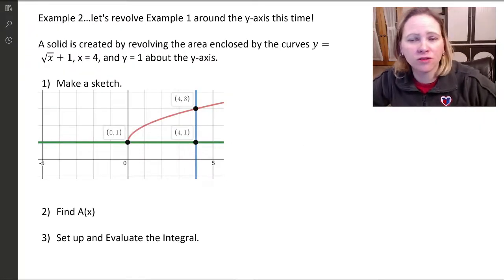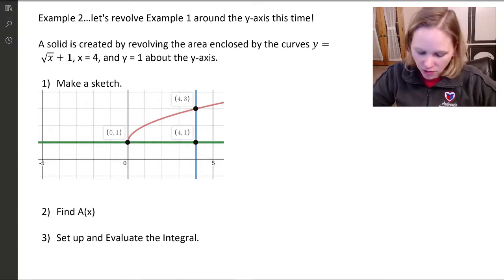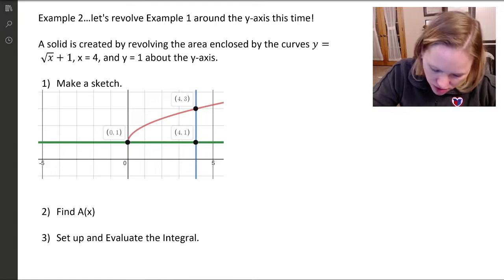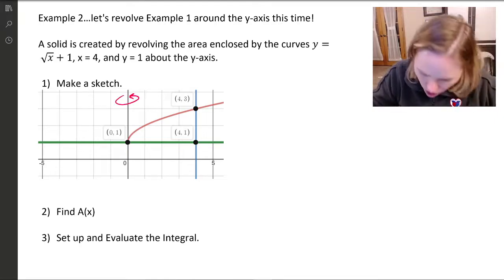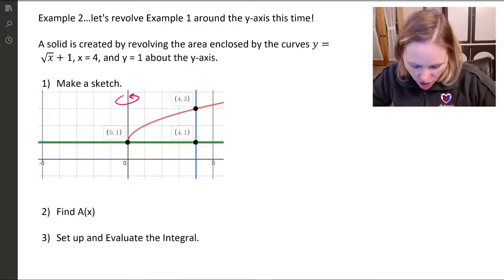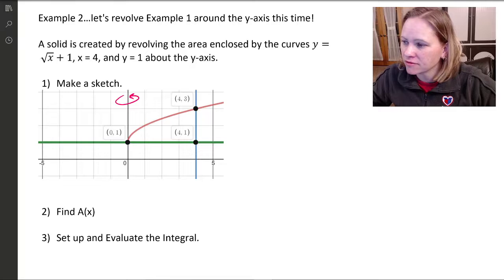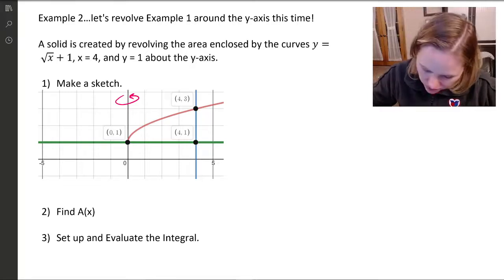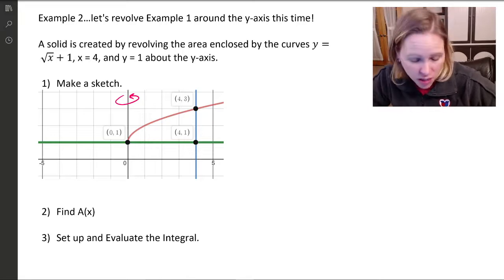Now we're going to take a look at the same problem, but this time instead of revolving around the x-axis, we're going to see what it looks like to revolve it around the y-axis. When I revolve around the y-axis, I get a slightly different answer, and the slightly different answer comes in the form of the integral setup.